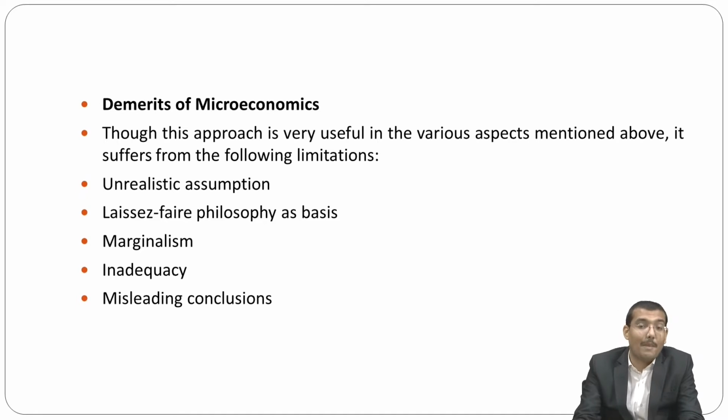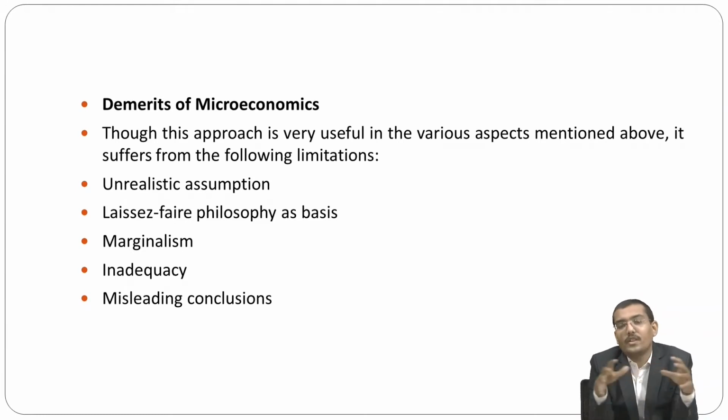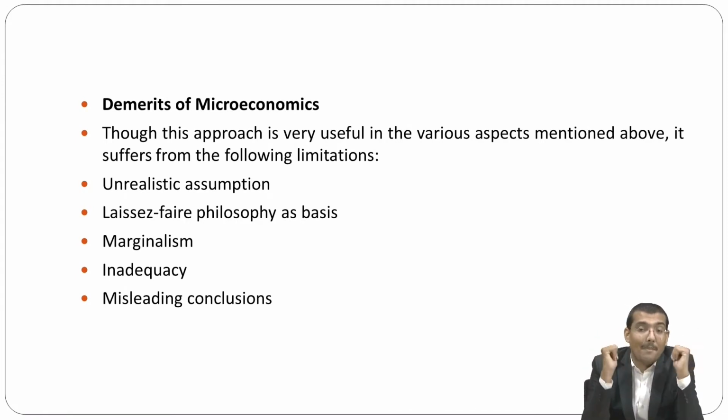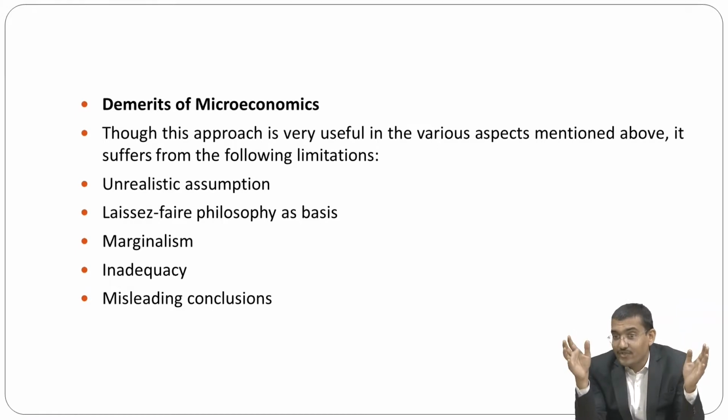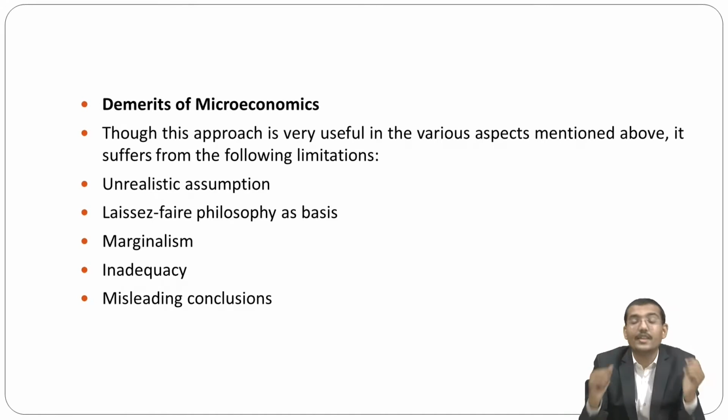Now when we talk about the merits of microeconomics, we have to consider a few demerits also. So let us examine the demerits of microeconomics. Though the approach is very useful in the various aspects mentioned above, it suffers from the following limitations, or demerits. The first is unrealistic assumptions. Then the laissez-faire philosophy as a basis, that means it is market oriented. Then marginalization is there, inadequacies are there, and misleading conclusions are also there. So these are the limitations of microeconomics. Where there is an advantage, my dear friends, remember there are some limitations also.